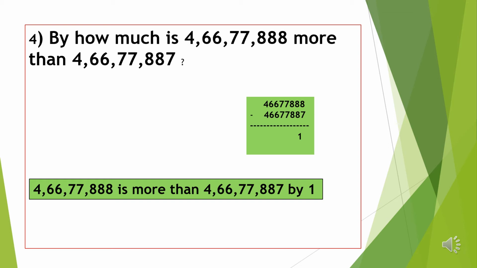That means 4 crore 66 lakh 77,888 is more than 4 crore 66 lakh 77,887 by 1. That is the answer we are getting. All of you understood?